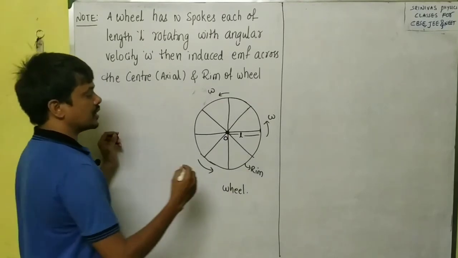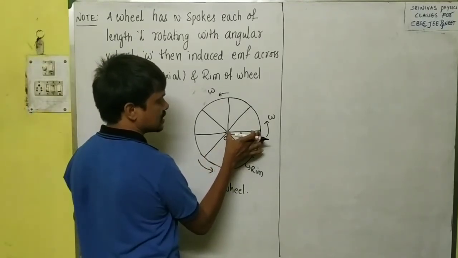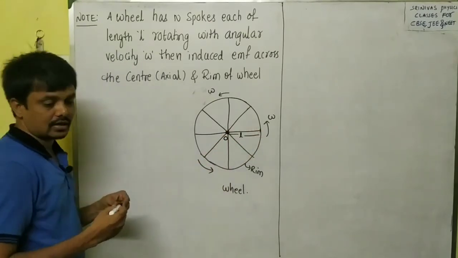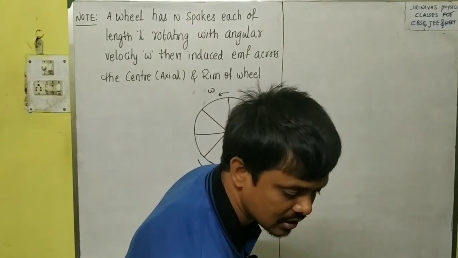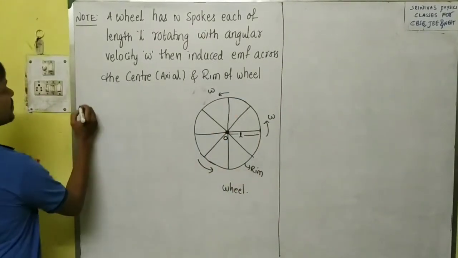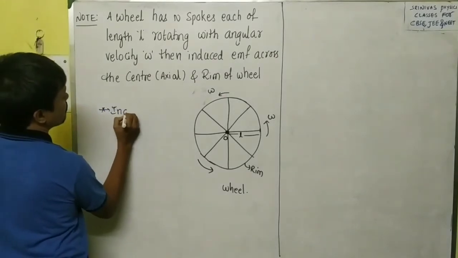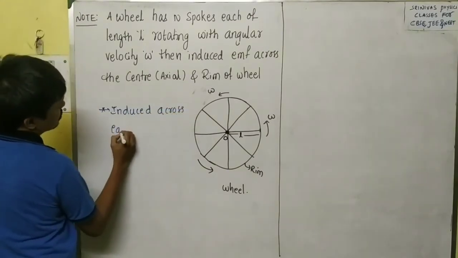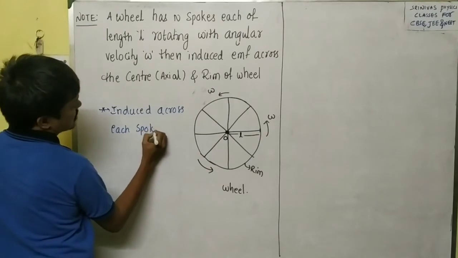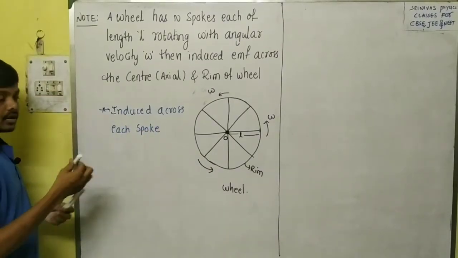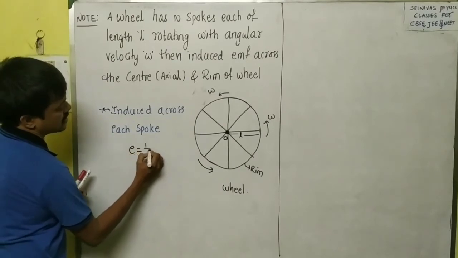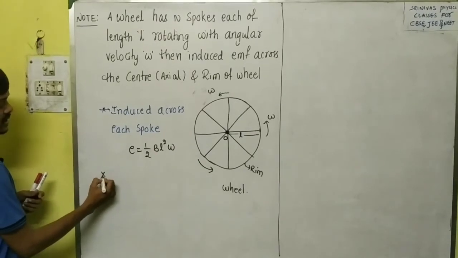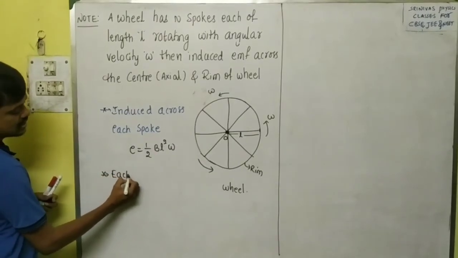Look here, each rod or spoke will act as one cell. Then what is the induced EMF across each spoke? Can you give? The induced EMF across each spoke is half BL square omega. That means each spoke acts as one cell.